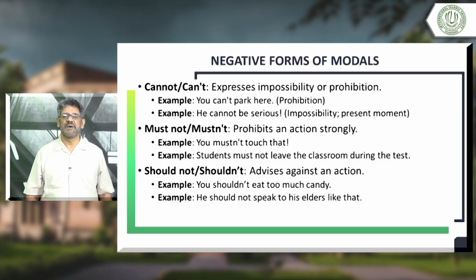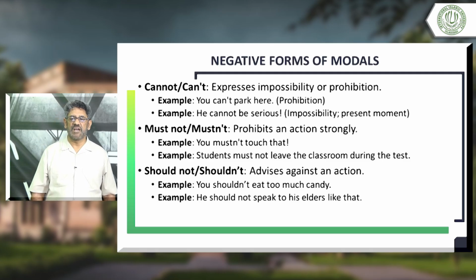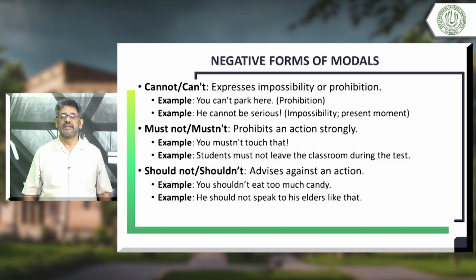Then must not, mustn't. Prohibits an action strongly. You mustn't touch that. You see, prohibiting an action strongly. No, don't do that. You mustn't touch that. Okay? You are stopping somebody strongly when you're using must. Student must not leave the classroom during the test. This is again prohibiting somebody strongly. That's where we use must.